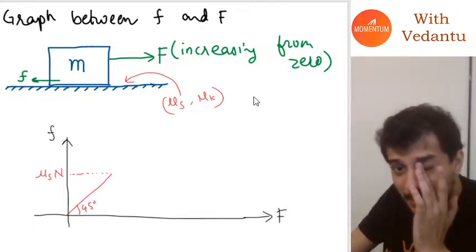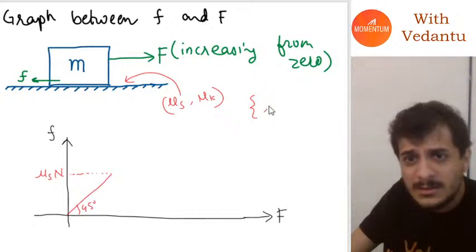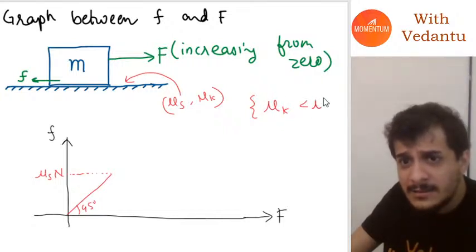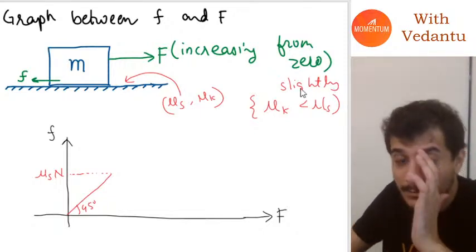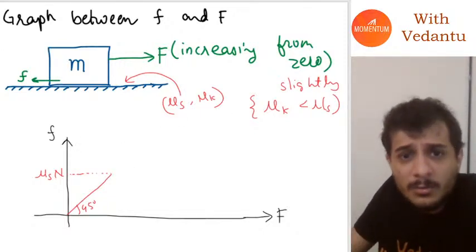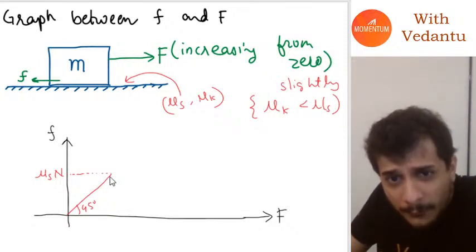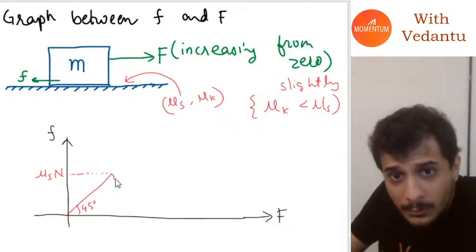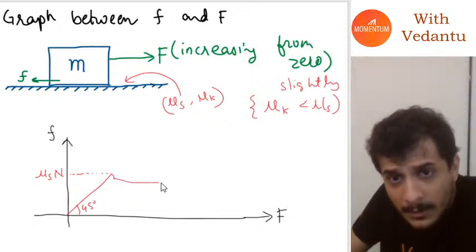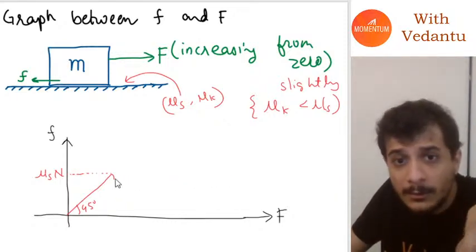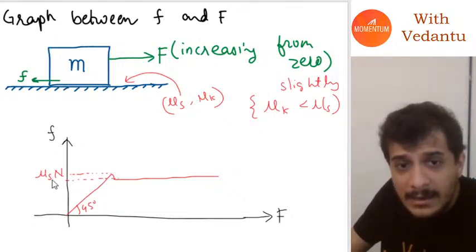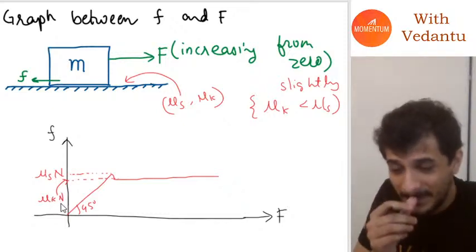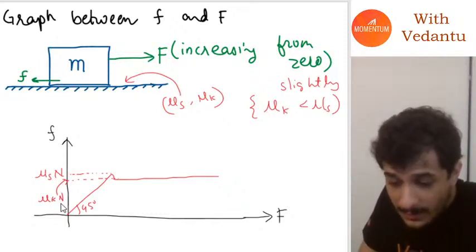In most practical situations, mu k is slightly smaller than mu s, very slightly smaller. So after it starts moving, the value of friction will fall a little bit to mu k into n, and then it will remain constant. So the graph will look like this.